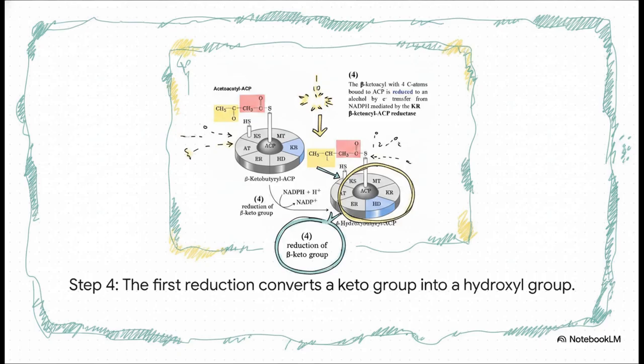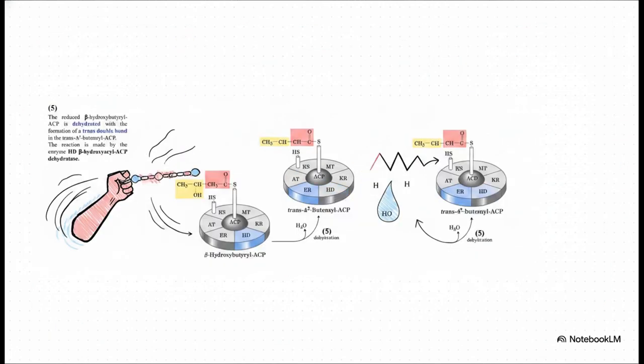In step 4, we have the first of 2 reduction reactions. The enzyme uses a helper molecule called NADPH to change a reactive keto group on the chain into a more stable alcohol, or hydroxyl group. Next, that ACP arm swings the chain over to the next workstation. In step 5, an enzyme does exactly what its name implies. It dehydrates the chain, pulling out a molecule of water. And removing that water creates a carbon-carbon double bond.